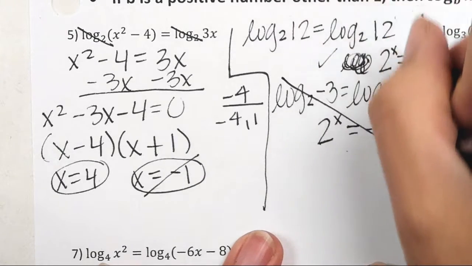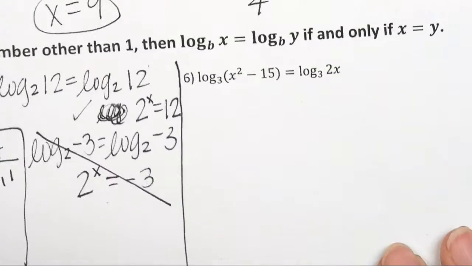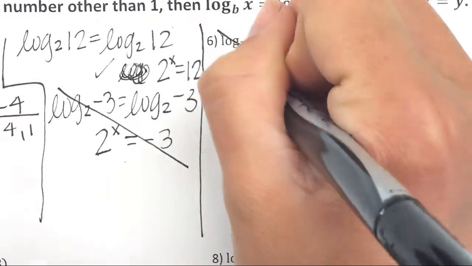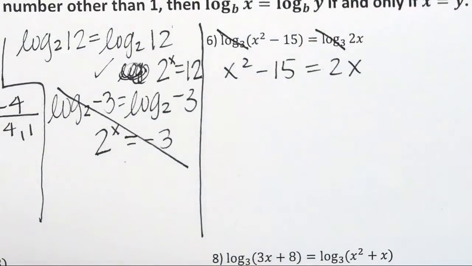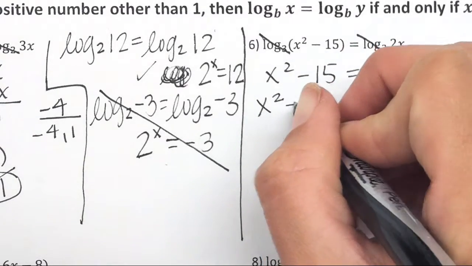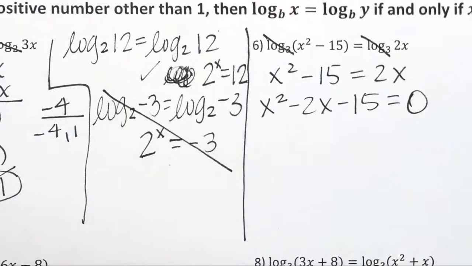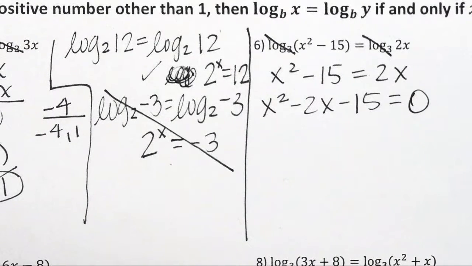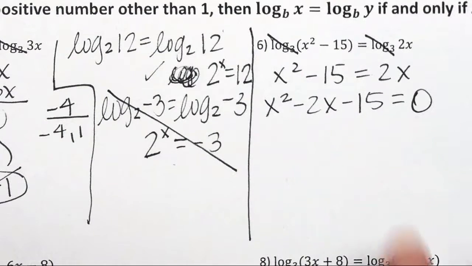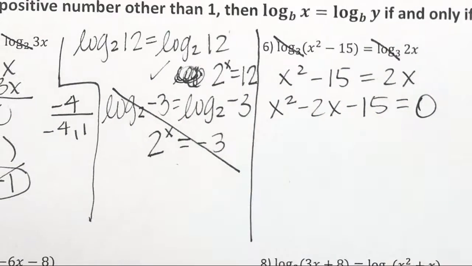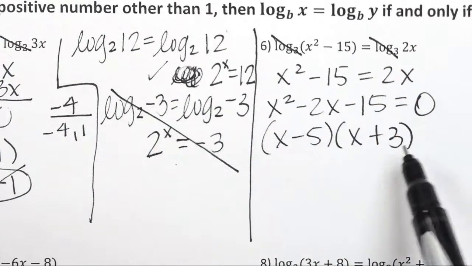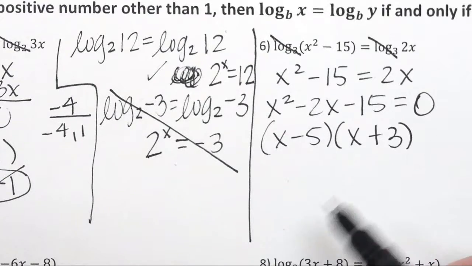Okay, next one. Do they have the same base? They both have a base of 3, so we can mark the logs out. We'll have x squared minus 15 equals 2x. So we subtract 2x, and we get x squared minus 2x minus 15. We need factors of negative 15 that add together to get negative 2. That's 3 and 5, but one of them has to be negative, because negative 5 and a positive 3 added together make negative 2.